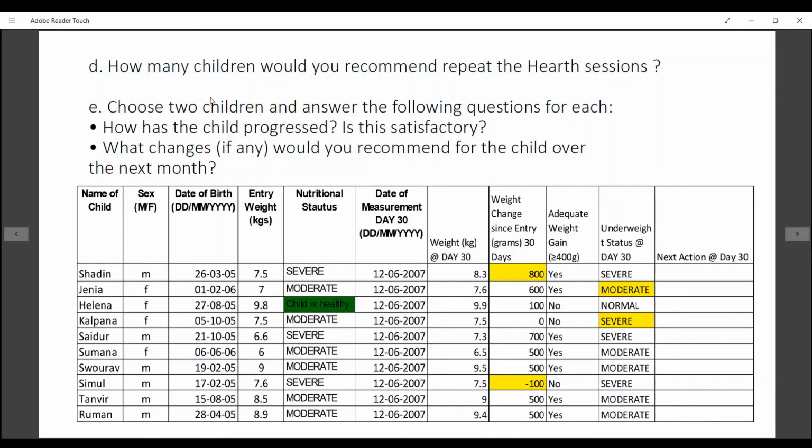So next, you're supposed to choose 2 children and answer the following question. How has the child progressed? Is this satisfactory? What change, if any, would you recommend for the child over the next month? So we have already covered that, looking into Jania and looking into Kalpana, Jania, and Simul.